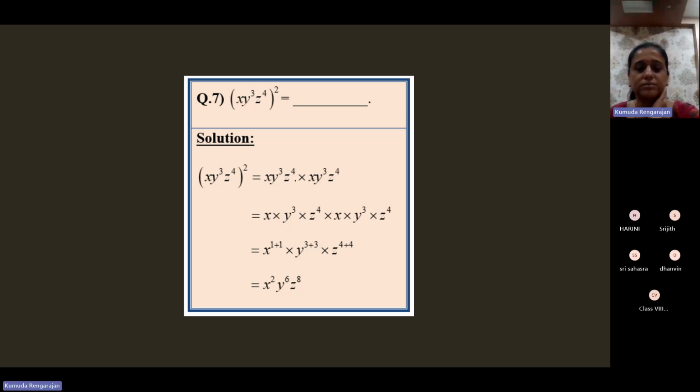That's what you see here. This is the first method I explained. We'll see it again. See here, whole squared, so multiply this with itself. Now this means x into y cubed into z to the power 4 into x into y cubed into z to the power 4.